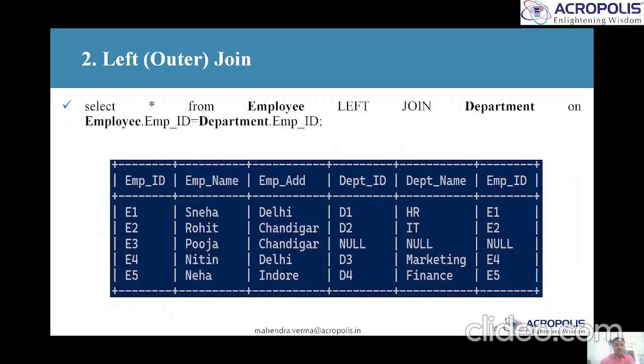You can observe this particular query. In this query I am using the select statement and star for getting all the records available from both the tables under the condition.